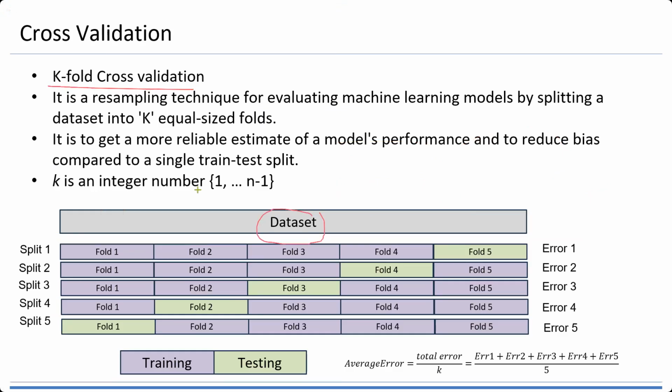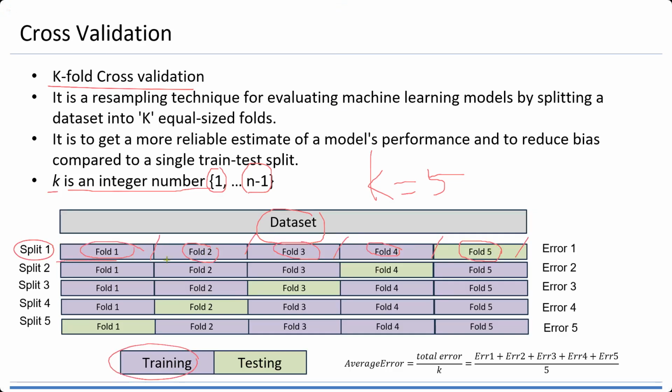So the data set, we will split into k. K is an integer number, and it is from 1 until n minus 1. Now, let's suppose we have k equals to 5. It means I will split the data into 5. When we do the splitting number 1, we split into 5: 1, 2, 3, 4, 5. So the data in fold 1, fold 2, fold 3, fold 4, it will be for the training, and the data in fold 5, it will be for the testing.